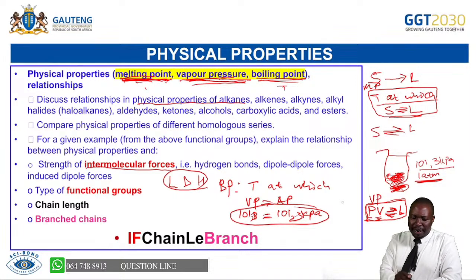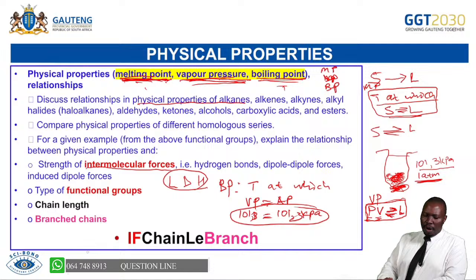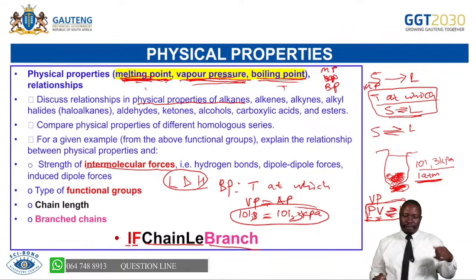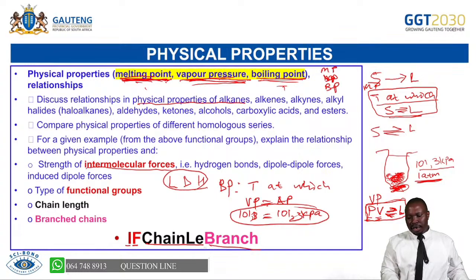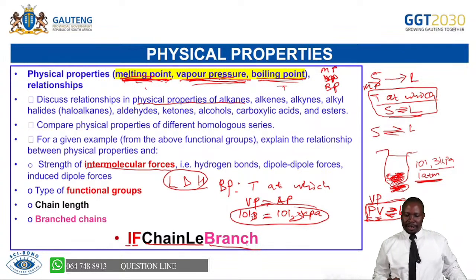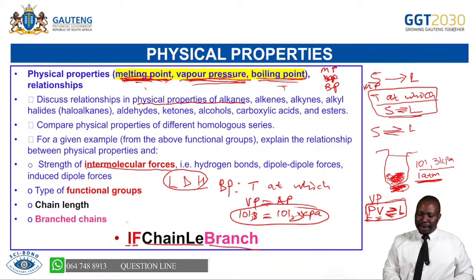Now, in terms of your dependent variables, we said they are your melting point, your vapor pressure, and your boiling point. In terms of your independent variable, what do we change? What is it that we are going to change throughout this experiment? We are going to change the intermolecular force, the functional groups, the chain length, and the branch. So I've simplified it for you to remember. I've said "if chain, branch," which means that you know the independent variables.